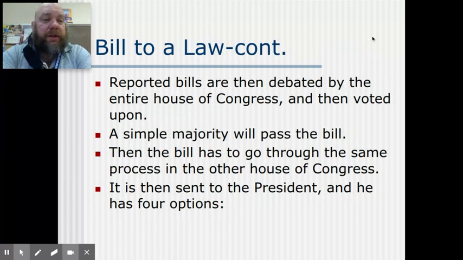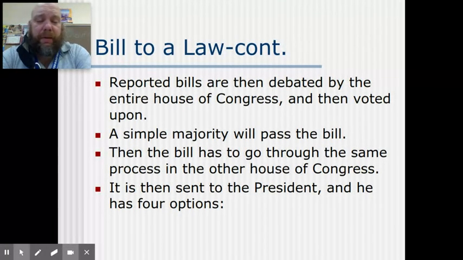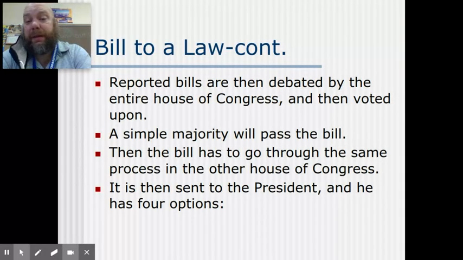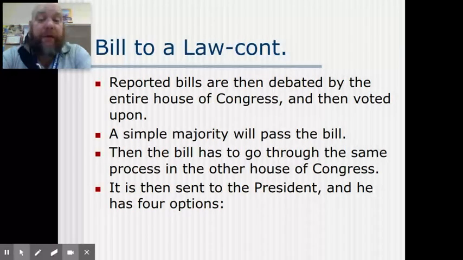Okay, then they argue about it. People get up there and say, I don't want this law because of this and that. And then the other person gets up there and says, I do want this law because of something else, but you get the idea.